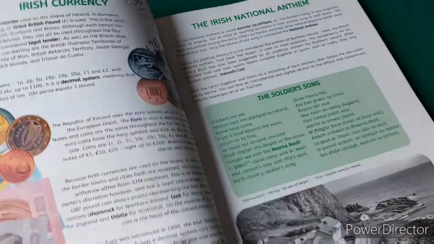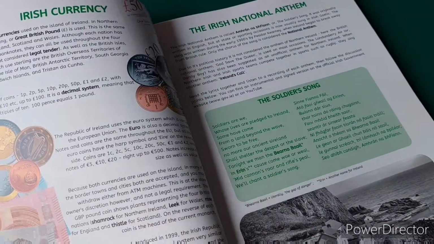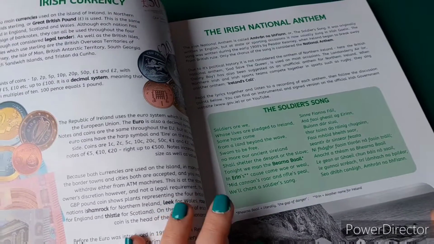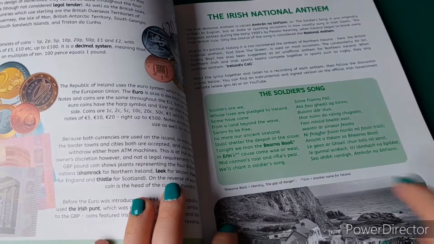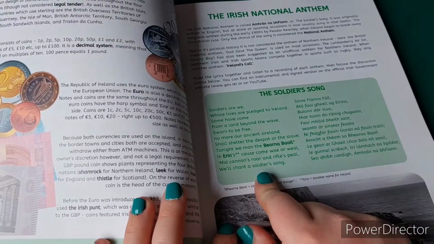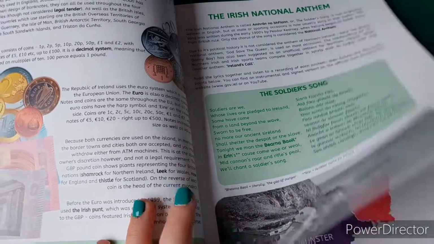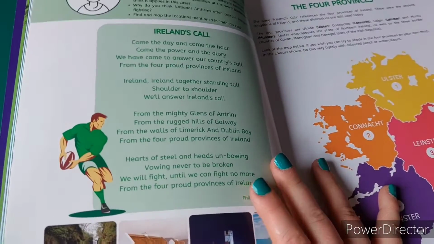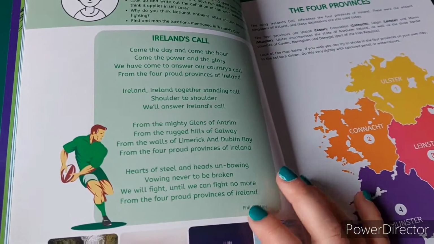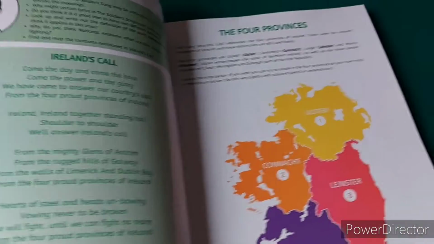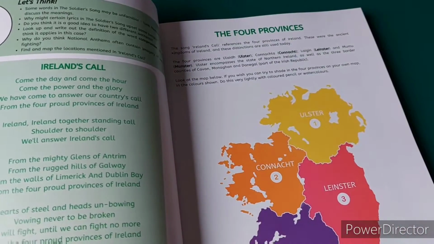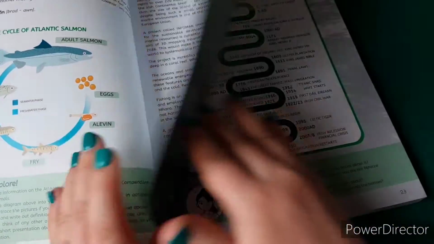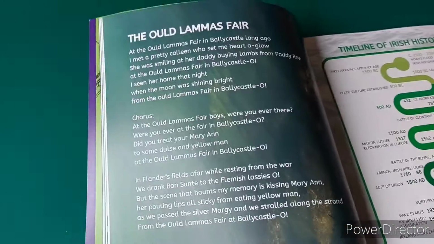So here's just some examples of what's in the first lesson. You can see we're learning Irish currency, euro and sterling, because of course Northern Ireland uses sterling. Here you've got the national anthem in English and Irish. You've got Ireland's Call, which is another anthem that's used for both parts of the island. And as I've said before, there's a lot of colourful diagrams.